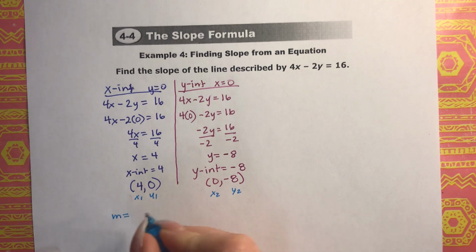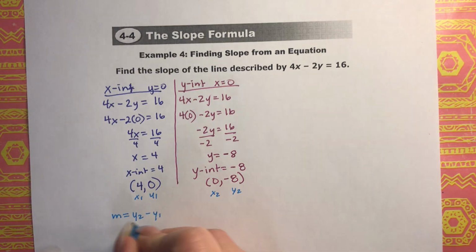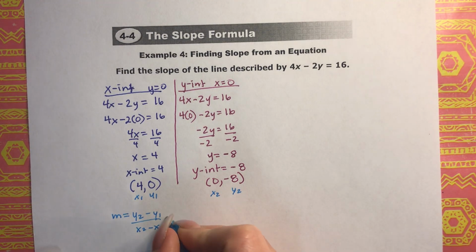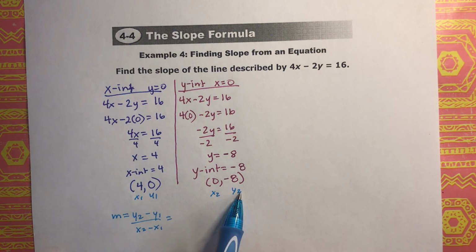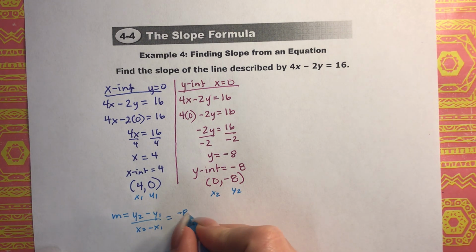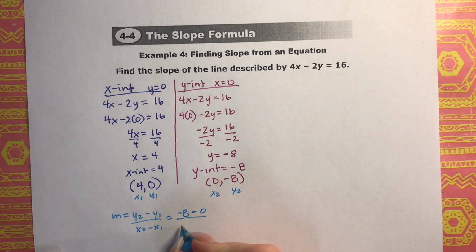And then I'm going to use that slope formula. M equals y2 minus y1 all over x2 minus x1. And then substitute those values in. So y2 is negative 8 minus y1 is 0, all over x2 is 0 minus x1 is 4.